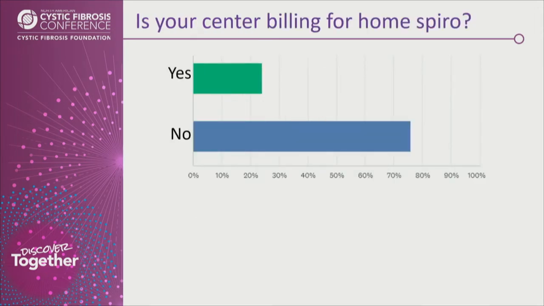And then I find this interesting, remember it was 89% of people were using home spirometry, but it's only about a quarter that were billing for it. So we asked on some of these questions, we drilled down a little bit. The biggest reasons why people weren't wanting to bill is they were worried about the cost to the patients. And then a lot of people just didn't know how, but expressed an interest in learning how.